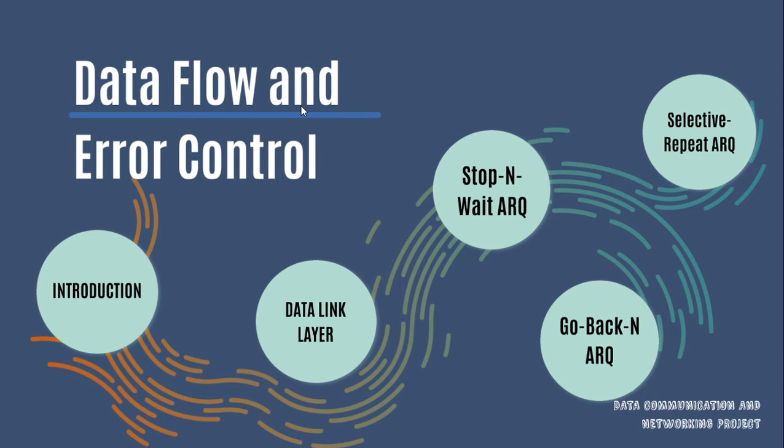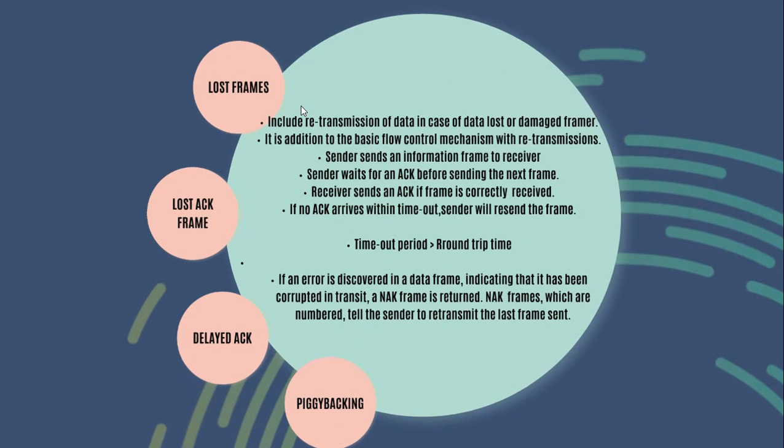So the next is stop and wait ARQ. Okay, it includes retransmission of data in case of a lost or damaged frame. It is an addition to the basic flow control mechanism with retransmissions. First, the sender sends an information frame to the receiver. Second, the sender waits for an ACK before sending the next frame. Third, the receiver sends an ACK if the frame is correctly received. And the last one is, if no ACK arrives within the timeout, the sender will resend the frame.